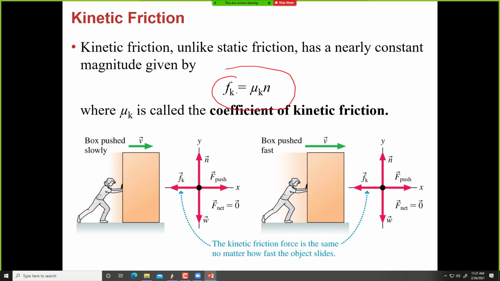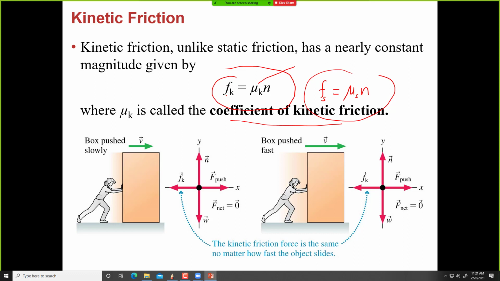So just like in the static friction, we have this mu, but in this case, this mu is called the coefficient of kinetic friction. In case of static friction, this coefficient is the static coefficient. It's different from this one, and times normal force. So you see the difference. In case of kinetic friction, it's mu k times N. In case of static friction, it's mu s times N.